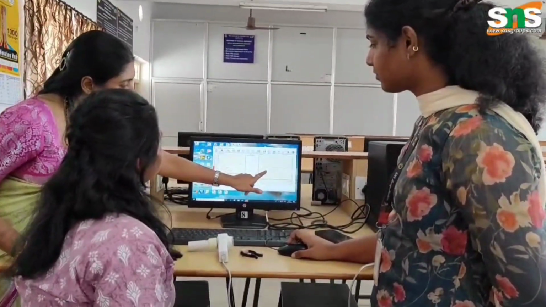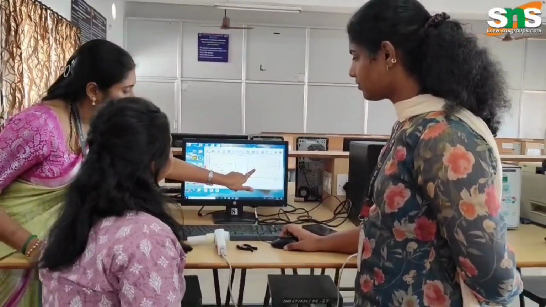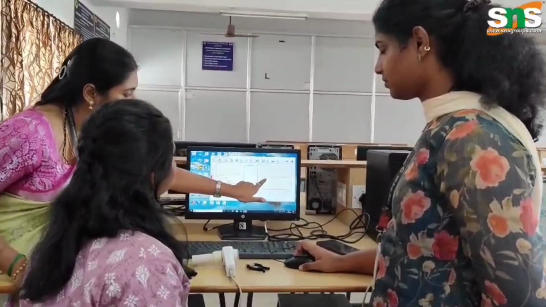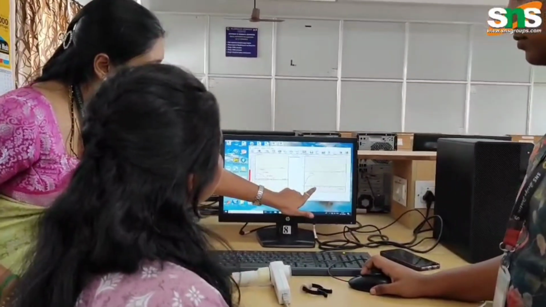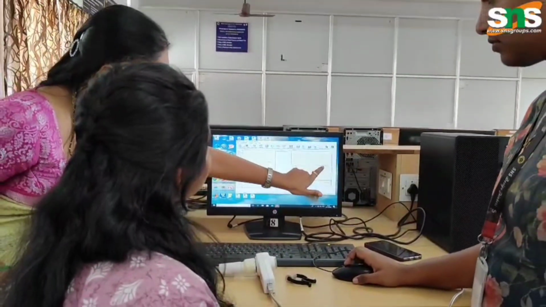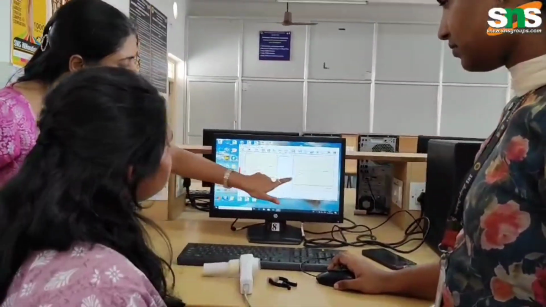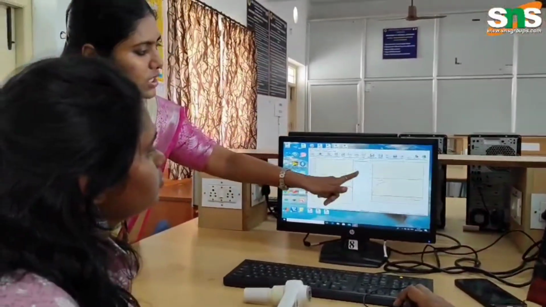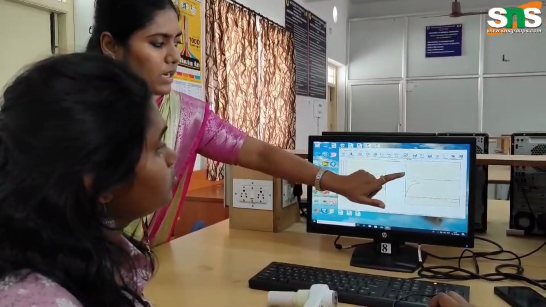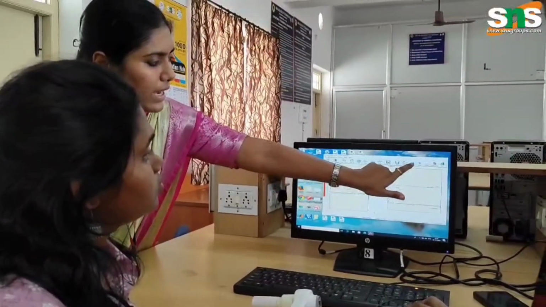Here we can have points like FEV1, that is forced expiratory volume at the first second. This one is for the second second, and similarly we have till the 6th second. This particular parameter is very important when we are measuring COPD disorders, so that we can see it in the interpret option.